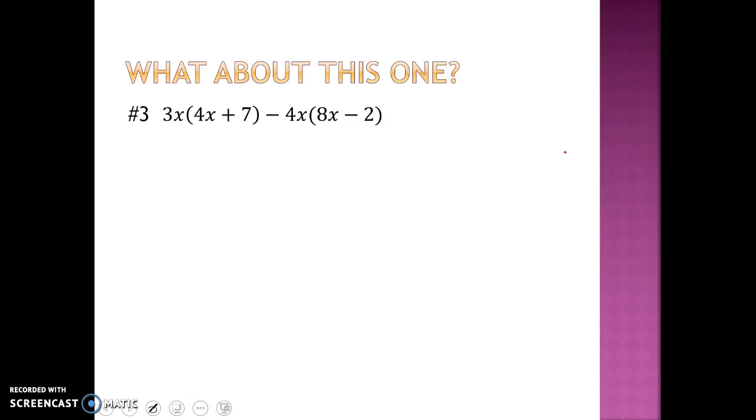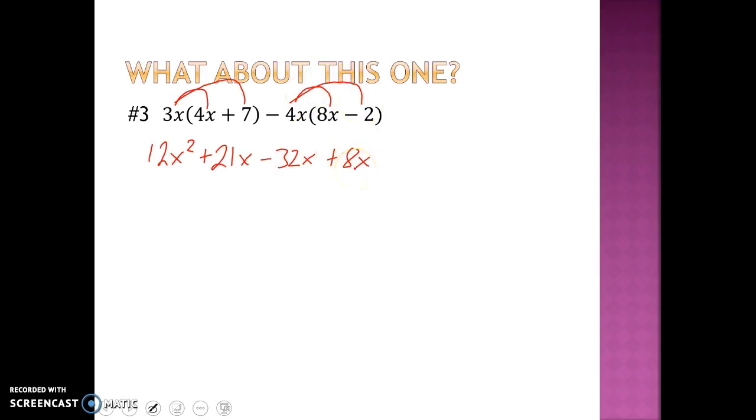And there's 2 areas where I'm going to multiply. So I'm going to use the distributive property in 2 different areas. But then I'm going to have to add polynomials together to get like terms. So for example, I'm going to start with this one. I'll take 3x times 4x. Well, 3 times 4 is 12, and x times x is x squared. And then 3x times 7, the 3 times 7 is 21, and then I have the x. Then when I distribute the second set of parentheses, I'll have a negative 4x times 8x, which is negative 32x, and a negative 4x times a negative 2 is going to be a positive 8x.